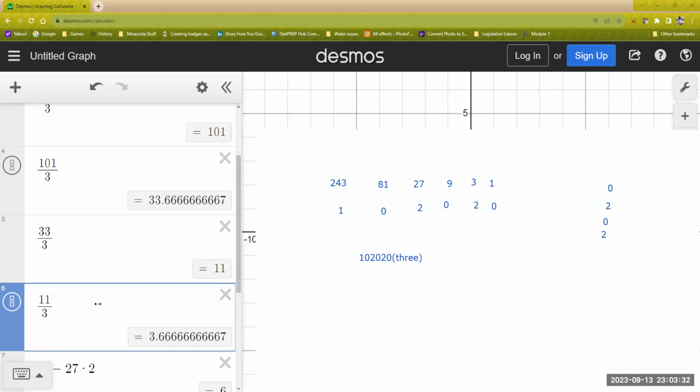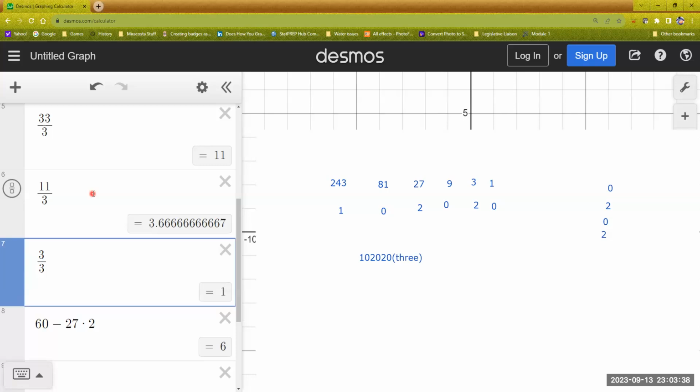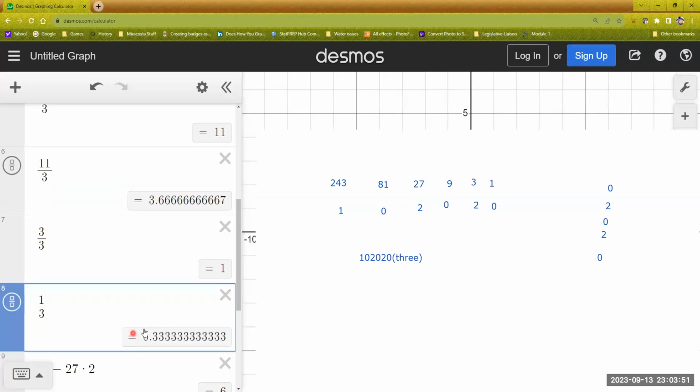And then I have the number 3. So let's try this one together. Okay, so 3 divided by 3 goes in 1 time, and a remainder of 0. And then lastly, I would have 1. And I say 1 divided by 3, which gives me 0 times it goes in with a remainder of 1. So my final remainder is 1.